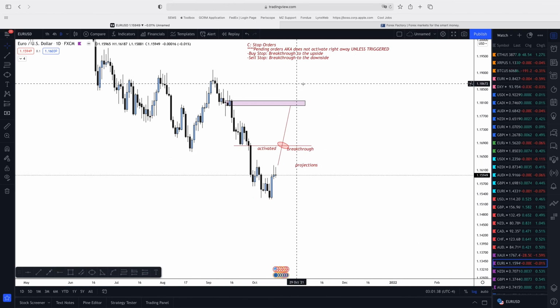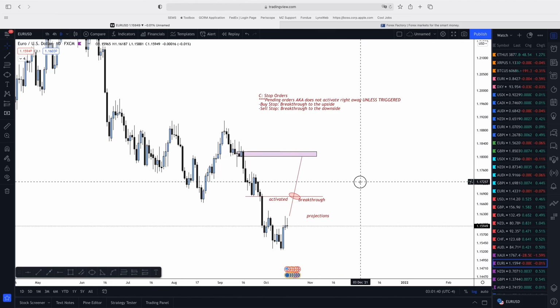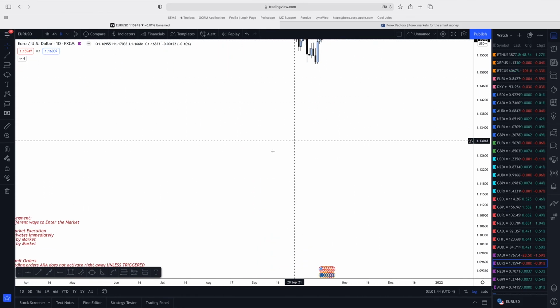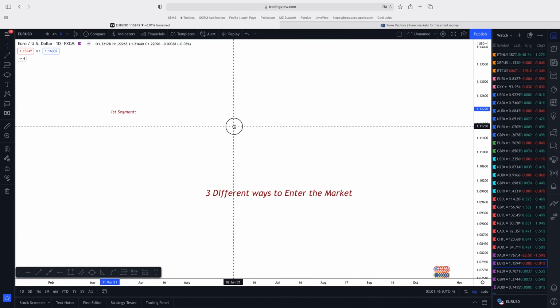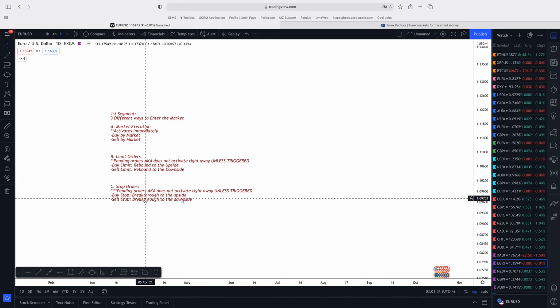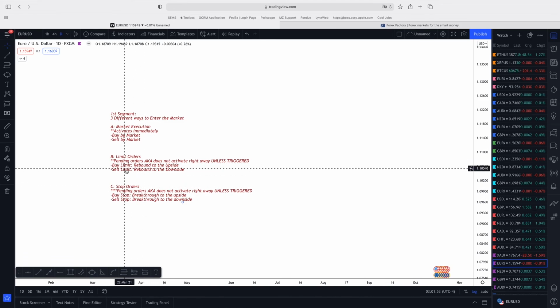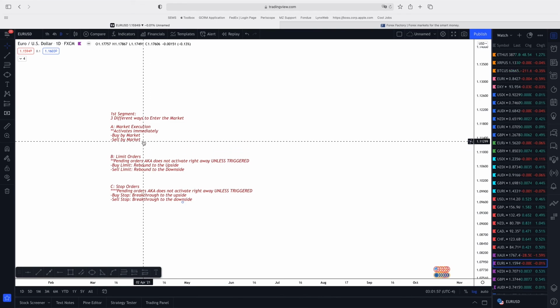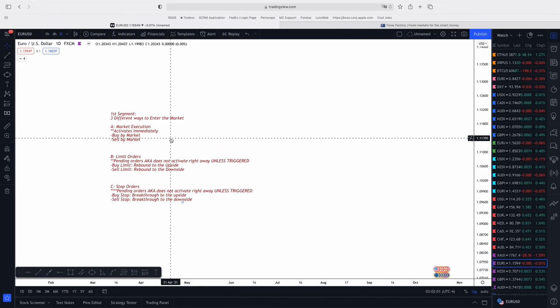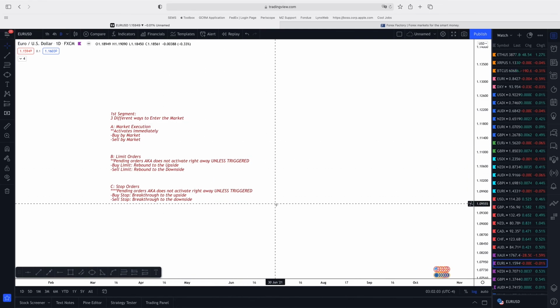Okay, so those are stop orders. And I think at this point, I went over every single type of order just so you guys understand. The final thing I will say is we don't really use too much of pending orders. Like we don't really use too much stop orders. We very seldom use limit orders, but I think 90%, 95% of the time, we are using market execution.